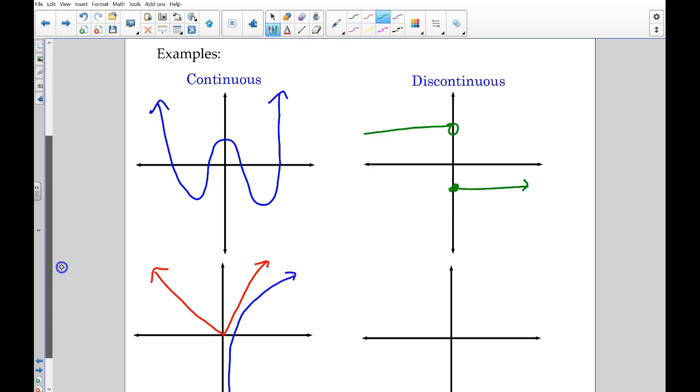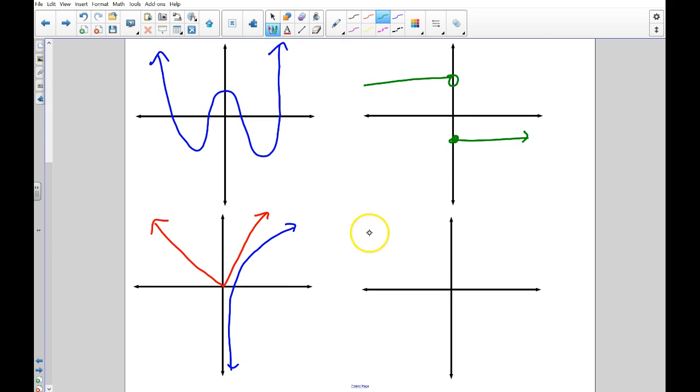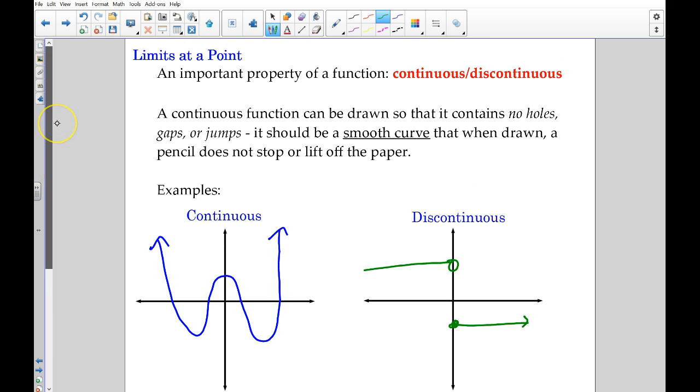The other type is a removable discontinuity. It would look something like this. We'd have a hole here, maybe that point is at the origin, and then we come back down and it looks something like that. For that point, we'd have to lift our pencil up to get to that extra point. So, just ideas of continuous versus discontinuous.